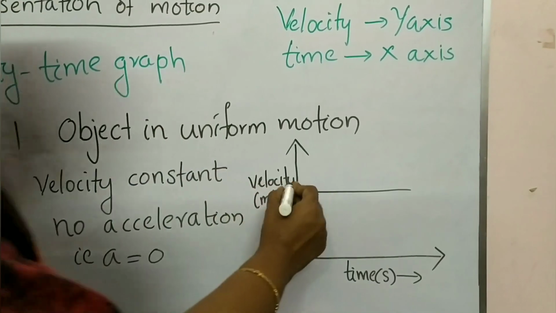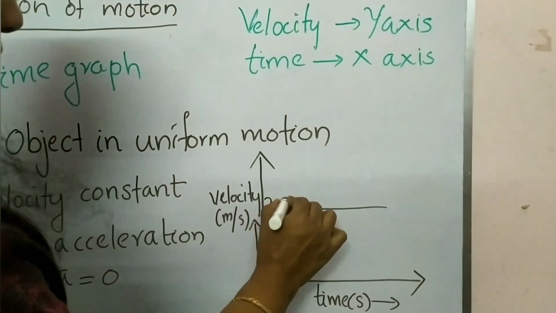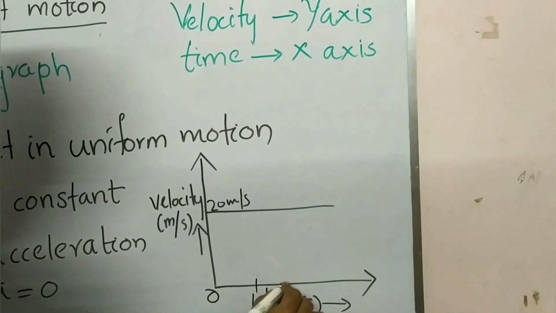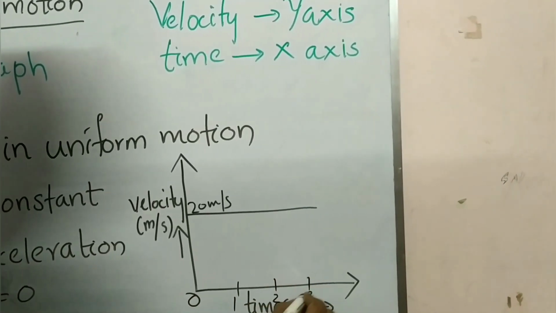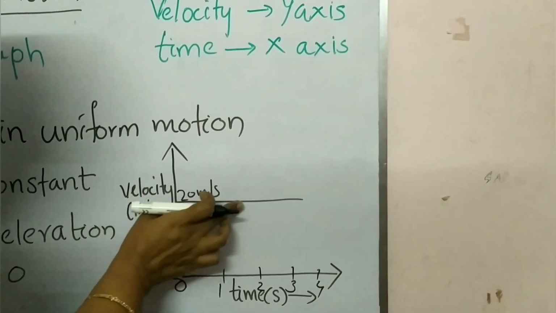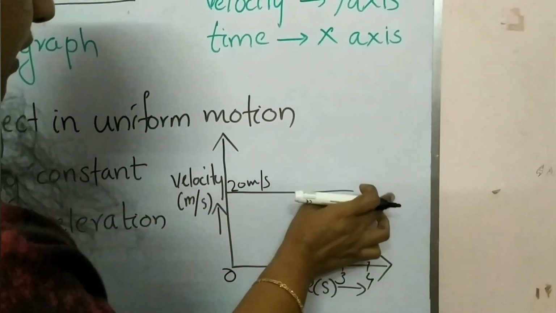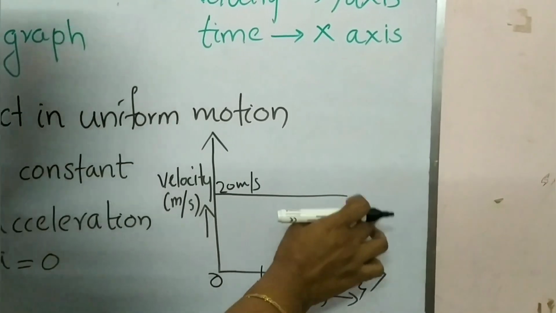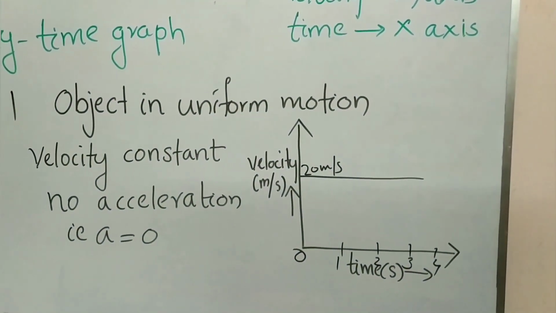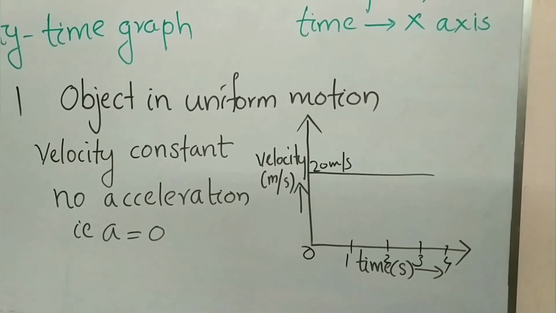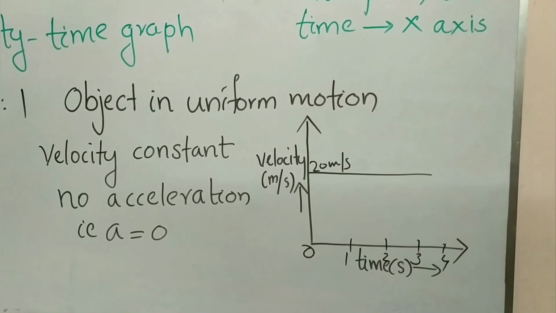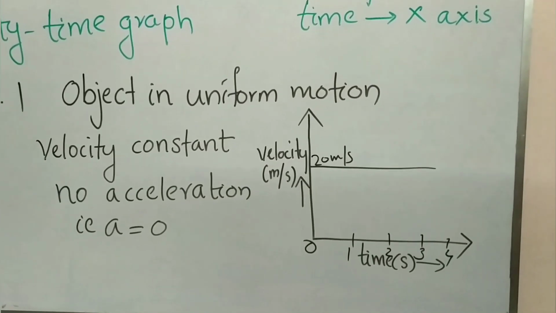Children, here if I am writing 20 meter per second, this is the origin. After 1 second, 2 seconds, 3 seconds, 4 seconds, you can see the object is moving with constant speed. Here the speed is not changing. So if an object is in uniform motion or moving with zero acceleration, we can say the graph will be a straight line parallel to the time axis.